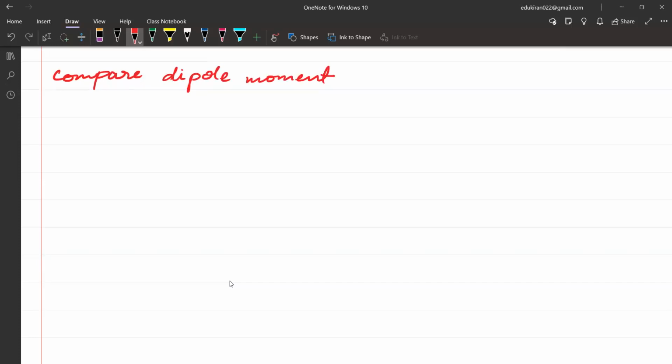Dipole moment is scalar or vector? It is a vector quantity. So compare the dipole moments of CH2Cl2, then CHCl3, and then CCl4.